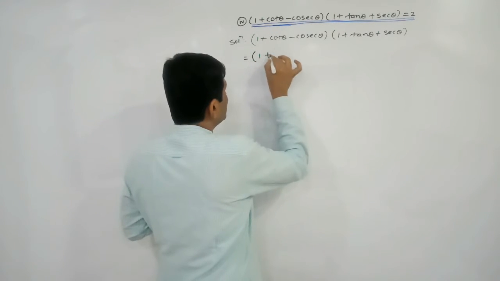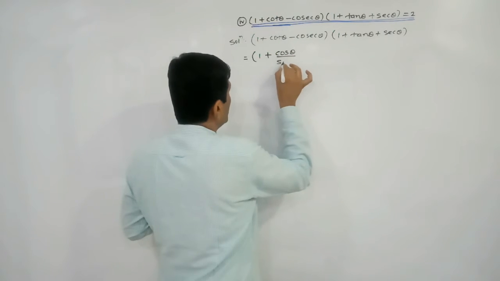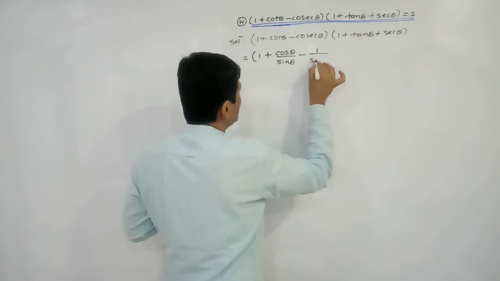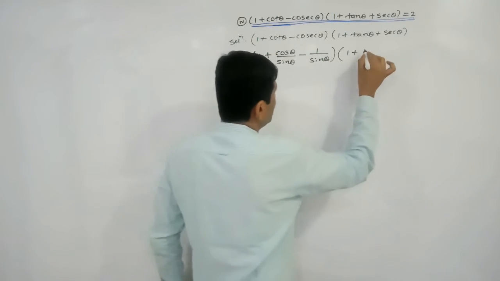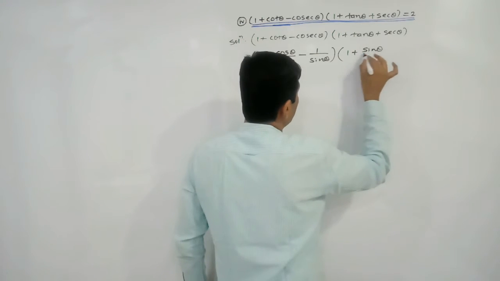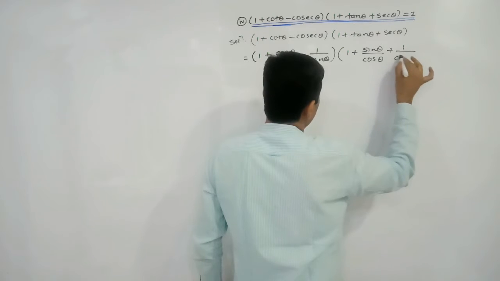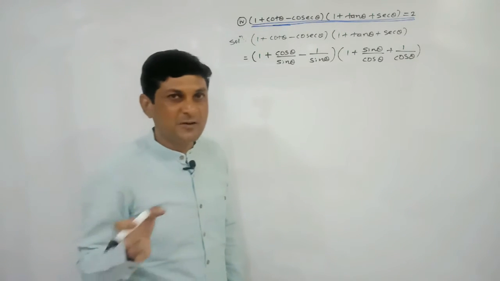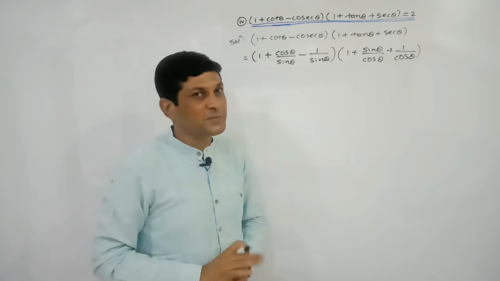1 keep it as it is, cot theta can be replaced by cos theta upon sin theta, minus keep it as it is, cosec can be replaced by 1 upon sin theta, into 1 plus tan can be replaced by sin theta upon cos theta, and sec can be replaced by 1 upon cos theta. So just now I had told that every trigonometric ratio can be converted in terms of sine and cos. So we have converted this whole expression in terms of sine and cos.